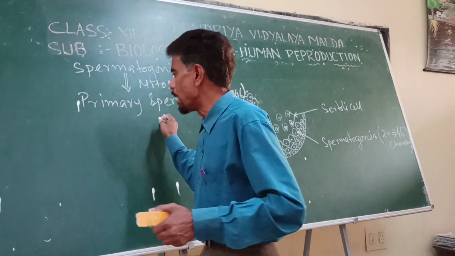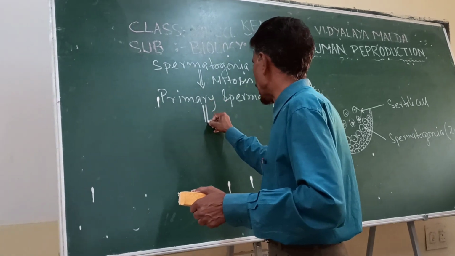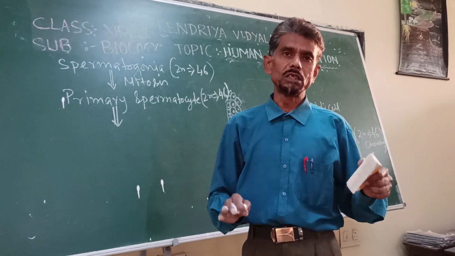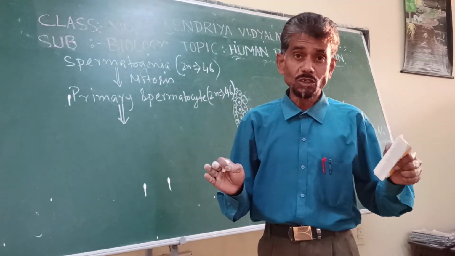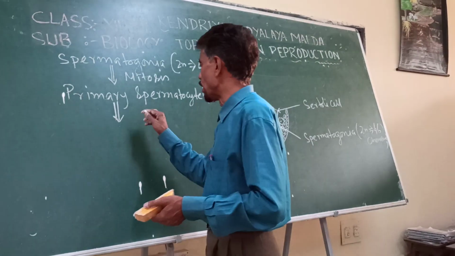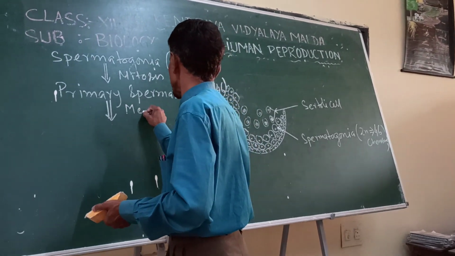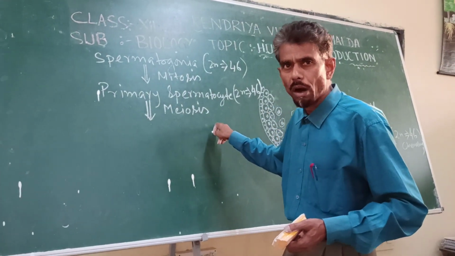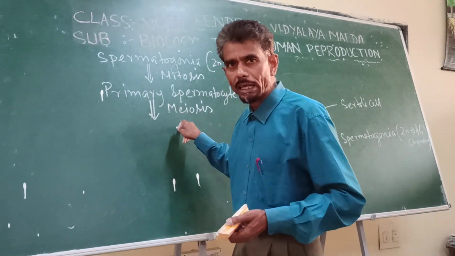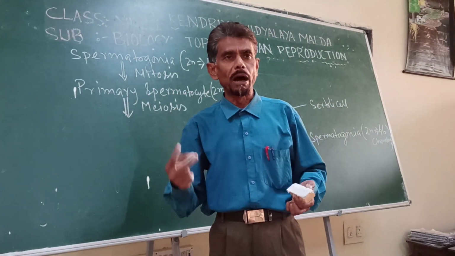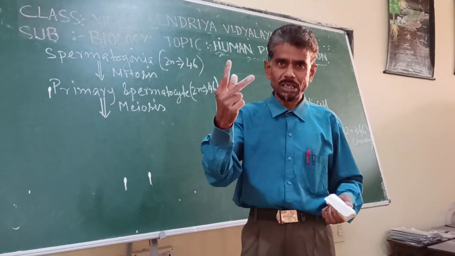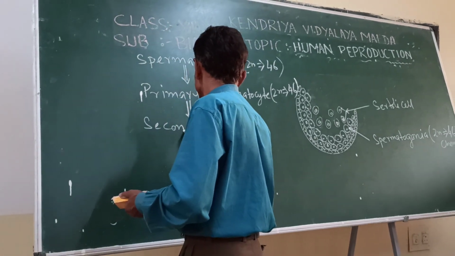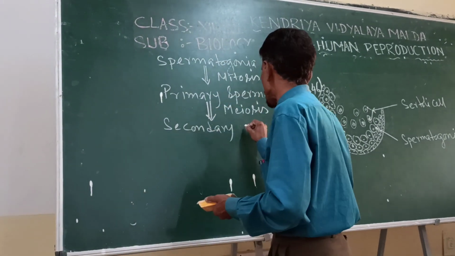Now this primary spermatocyte will undergo meiotic division, meiosis 1 and 2. As you know, meiosis has two divisions, meiosis 1 and meiosis 2. It will first undergo meiosis 1. By the process of meiosis 1, each primary spermatocyte will divide to form two cells. What are the two cells? Secondary spermatocytes.